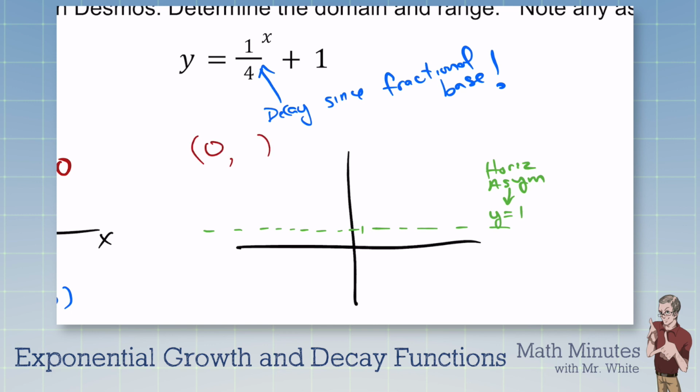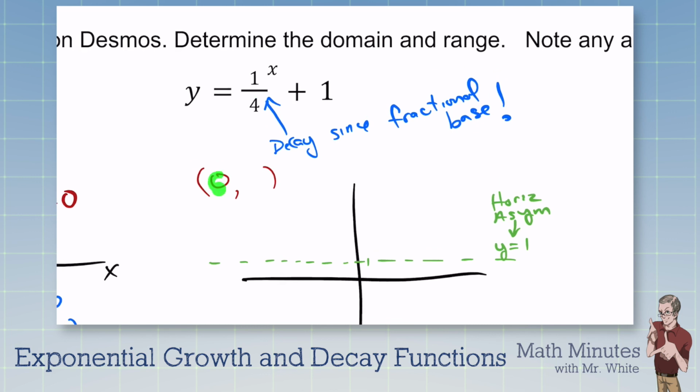So when x is 0, let's plug this in. Anything to the 0 power is 1. So this is 1. Say it with me. Anything to the 0 power is 1. So 1 plus 1 is 2. Okay, 1/4 to the 0 power equals 1, exclamation point. All right, so you might want to put that in your notes: anything to the 0 power is 1. You plug it in your calculator.